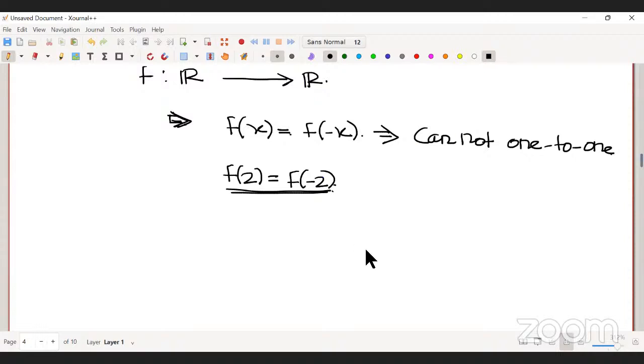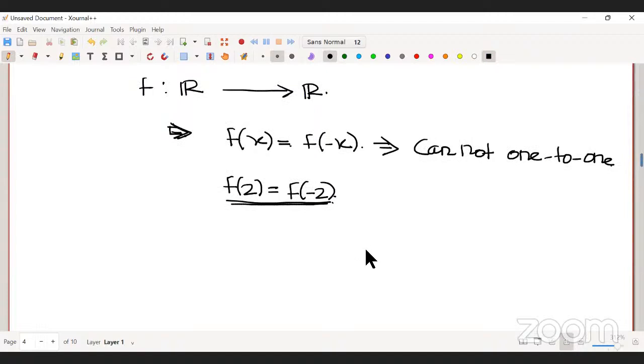You cannot say that an odd function is always 1 to 1. Sir, can you please go to that example? Yeah, I'll come to that.